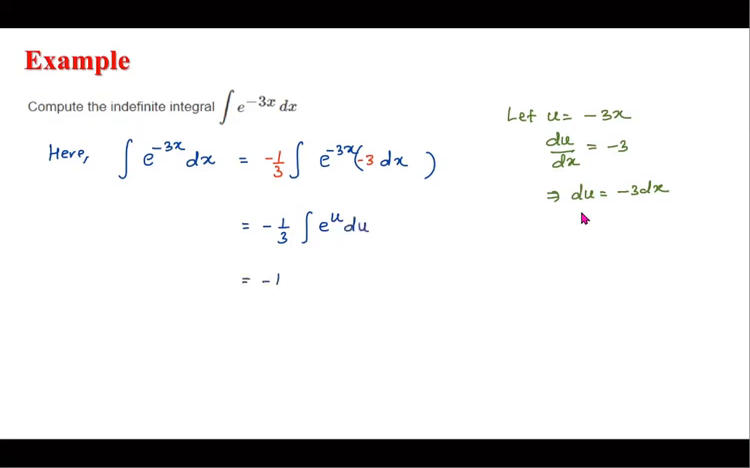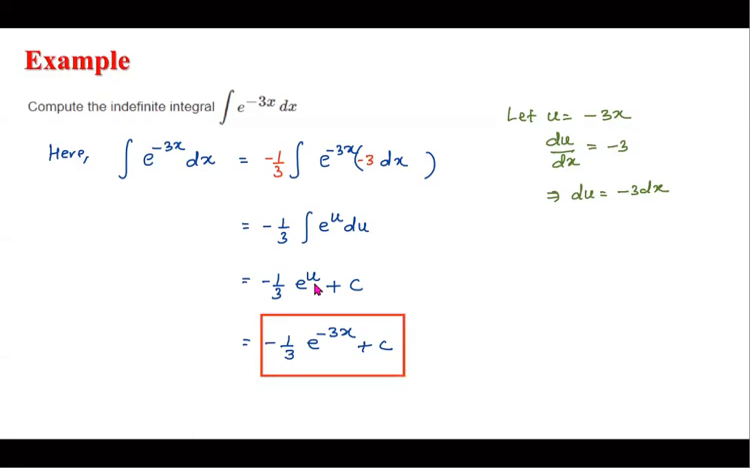And this is equal to -1/3. We know that integration of e to the u is e to the u, because derivative of e to the u is e to the u, plus c. That's my answer, but not the final answer. I need to write my final answer in terms of the given variable x. So I have to resubstitute the value of u. So the final answer will be -1/3 e to the -3x plus c. So here also what we did is we use the u substitution to evaluate the given integral.